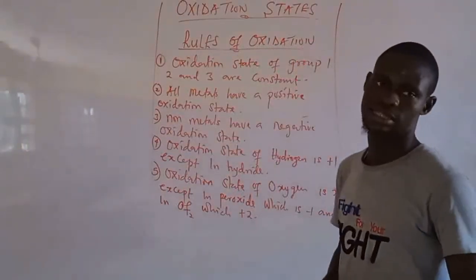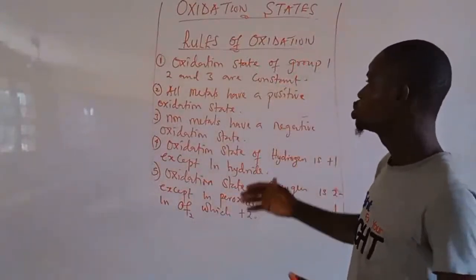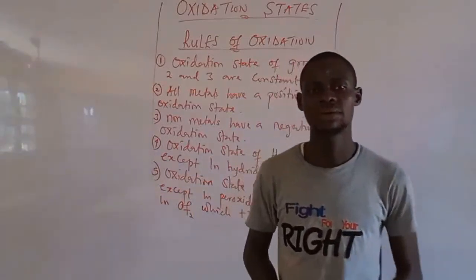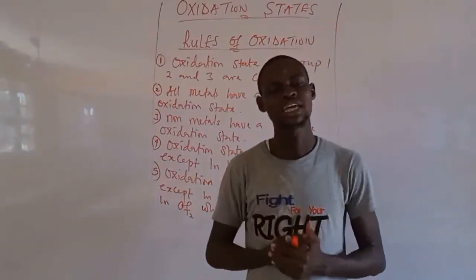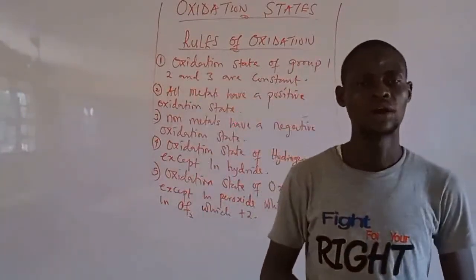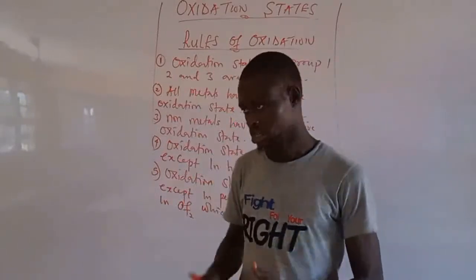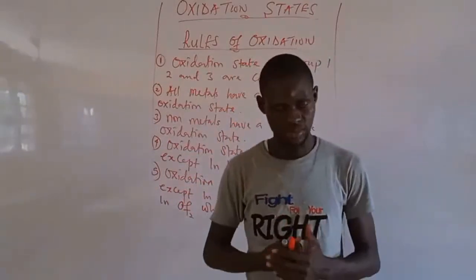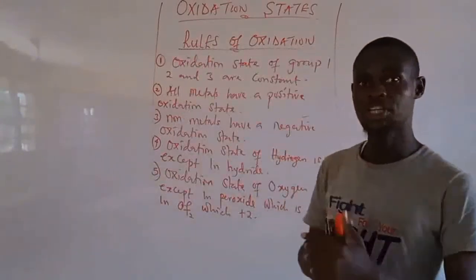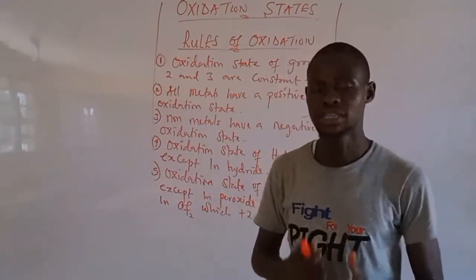The first thing is that the oxidation states of group 1, 2, and 3 are constants. Please note, the group 1 elements, the group 2, and the group 3 elements, we know that each of these are metals. The group 1 elements are the alkali metals. The group 2 elements are the alkaline earth metals. The group 3 elements are the aluminium family. Each of these are also metals.